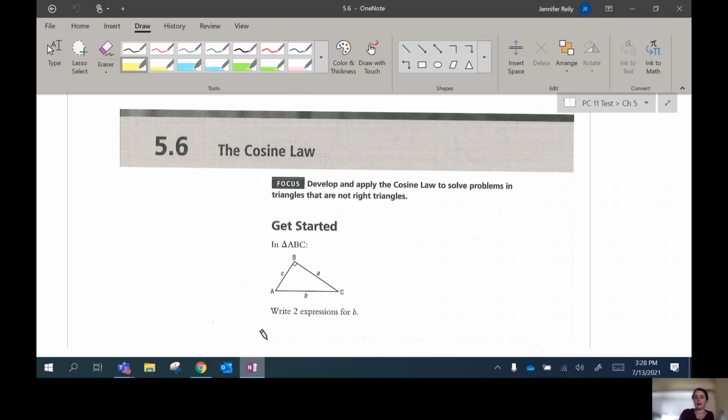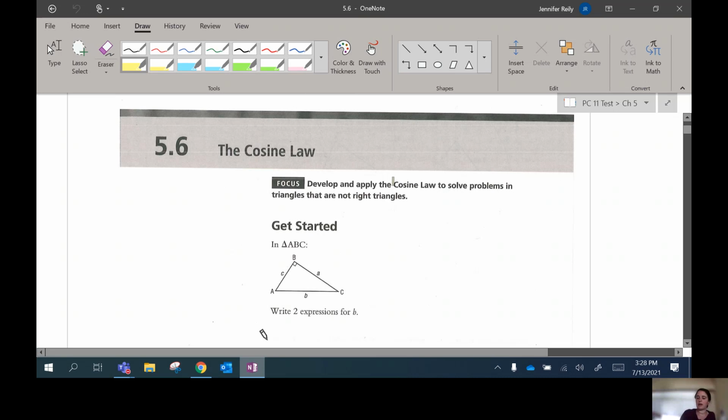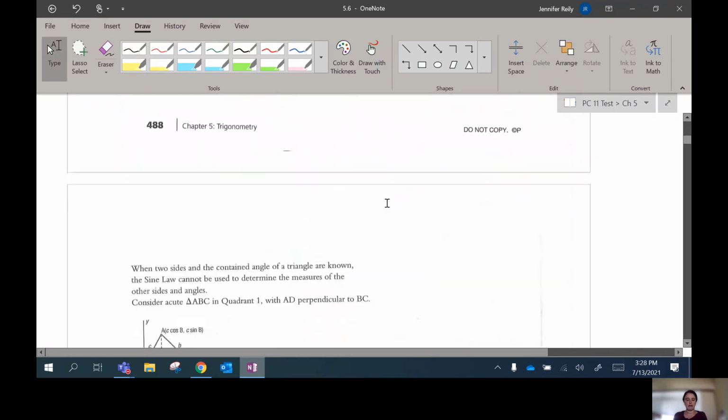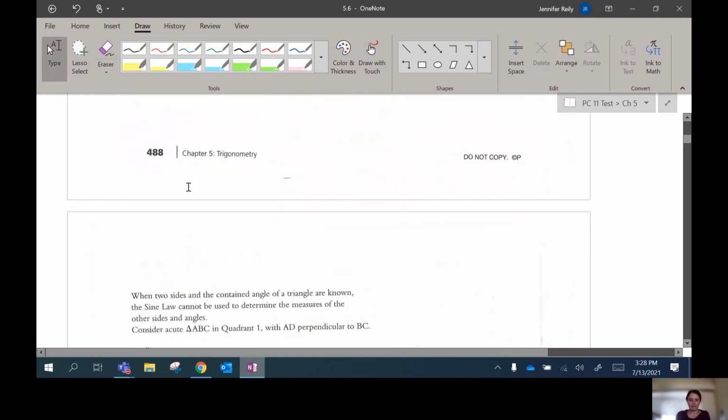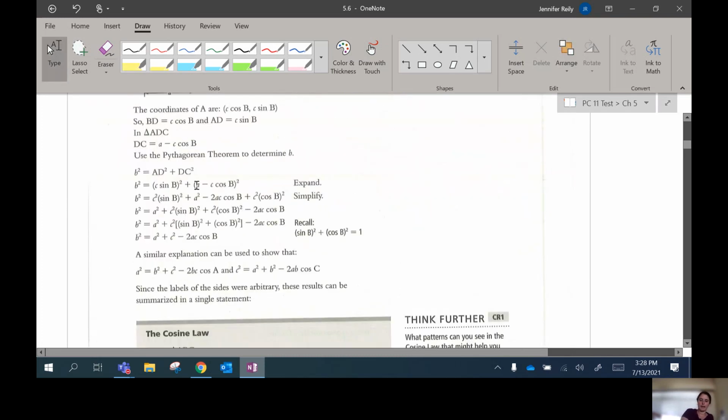And when you can't apply the sine law, you can apply something called the cosine law to solve for missing sides or missing angles. The cosine law is almost an extension of the Pythagorean theorem. So let's go straight to what the cosine law is, which is on the second page there. We're going to skip this getting started stuff. Cosine law right here.